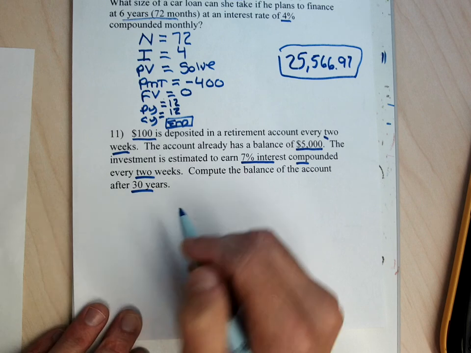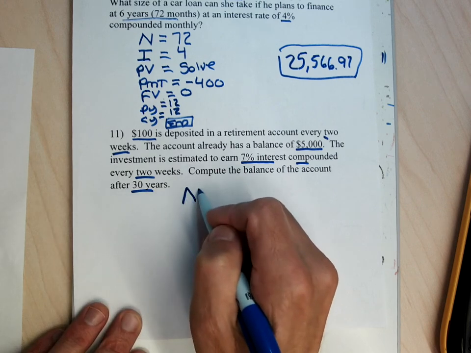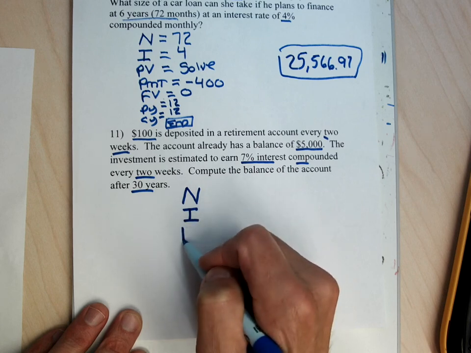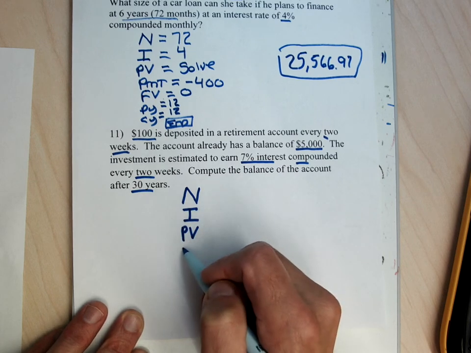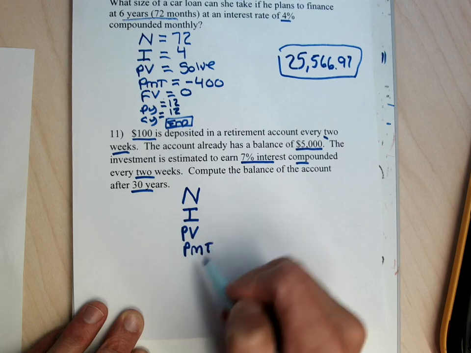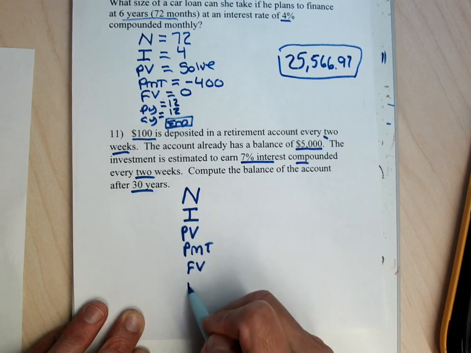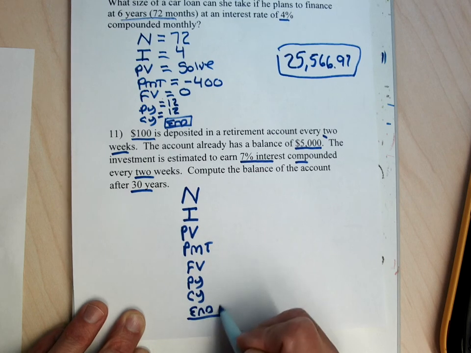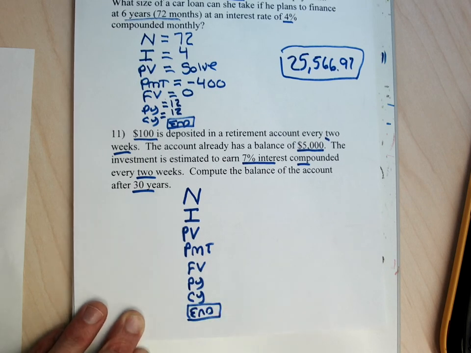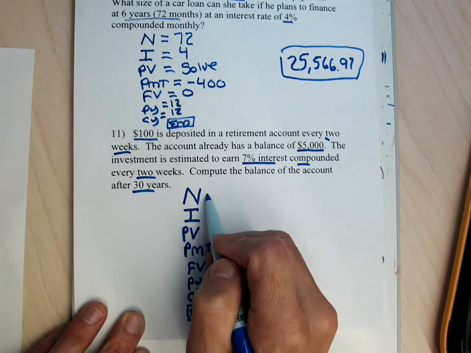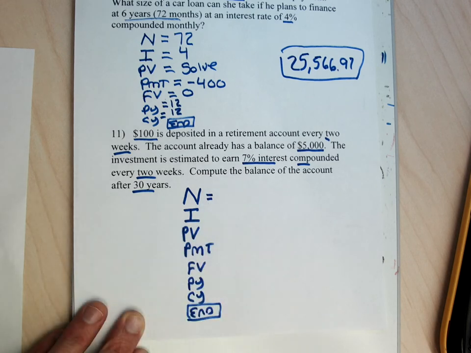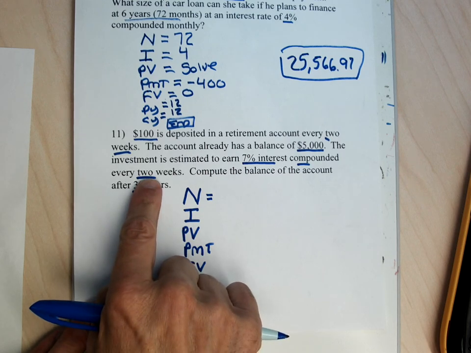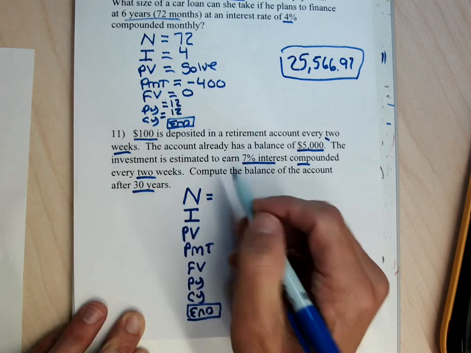I can do all of this in one big computation on the TVM solver screen. So on the TVM solver screen, I'm going to have to get all the numbers that are relevant to this problem in, one at a time. The first number I'm going to put in is the number of deposits that need to be made, and I'm making 30 years of deposits every 2 weeks, and every 2 weeks is 26 deposits per year.